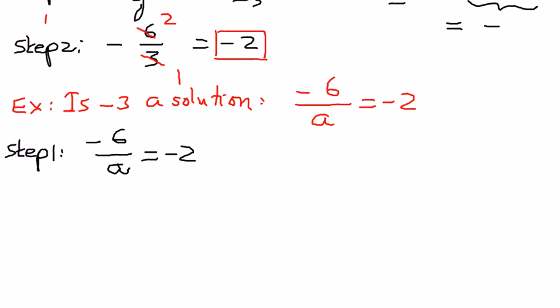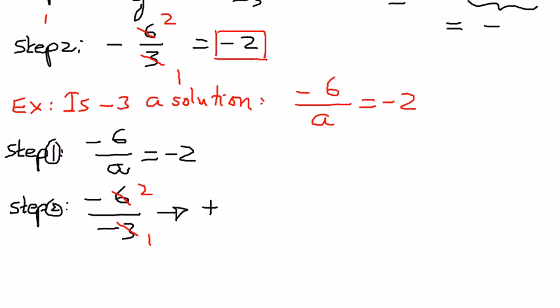So negative 6 divided by negative 3, this is our step number 2. This was step number 1. As we know, negative divided by negative is a positive. 6 is a multiple of 3. 3 times 1 is 3. 3 times 2 is 6. Therefore, we can write this as a positive 2. So negative 6 divided by negative 3 will be a positive 2.